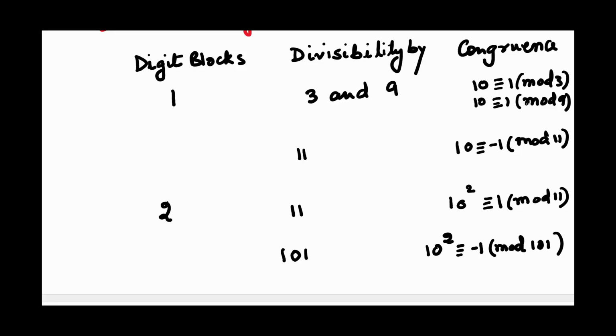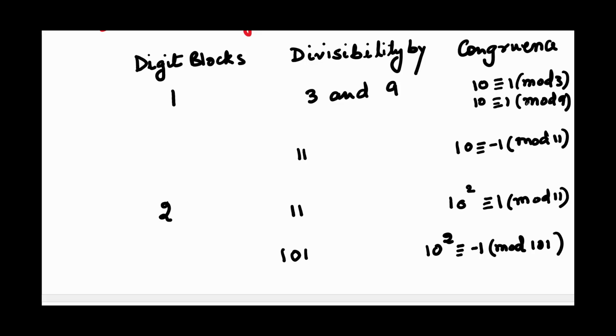In this table, I have shown how many digit blocks we take when we check divisibility by different integers and the congruence used. We take a 1-digit block when we check divisibility by 3, 9 and 11. As congruence, 10 is congruent to 1 mod 3 and 10 is congruent to 1 mod 9 is followed. In case of 11, 10 is congruent to minus 1 mod 11. So, for divisibility by 3 and 9, we just add the 1-digit blocks.